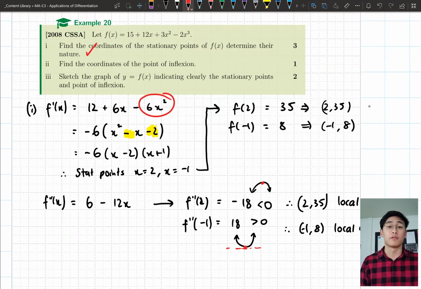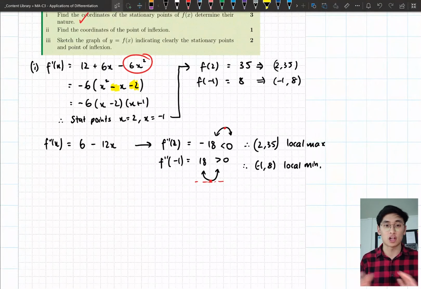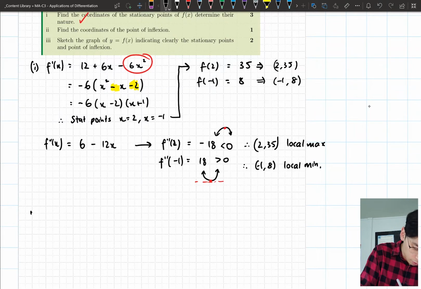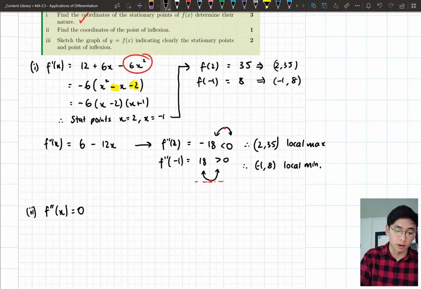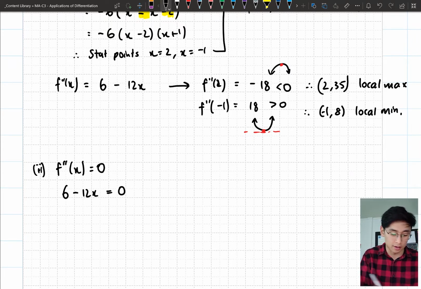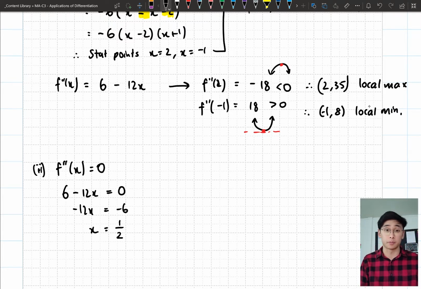Okay, part 2. Find the coordinates of the point of inflection. Now, points of inflection, the way that you can find that is by solving the second derivative equal to 0 and then checking either side of that point. So let's do that. Here, part 2, I'm going to solve f double dash x is equal to 0 when I'm trying to find the point of inflection. So here I'm solving 6 minus 12x is equal to 0. I move the 6 over to the other side. I get negative 12x is equal to negative 6. Divide by negative 12, so x is equal to 1 over 2.